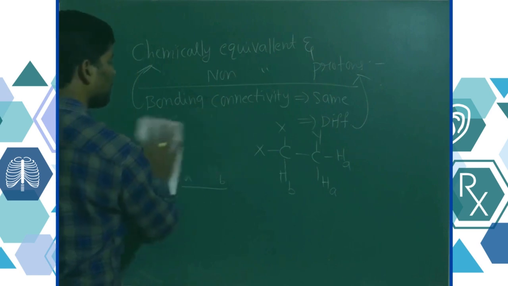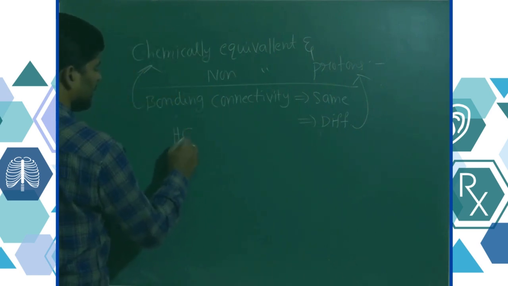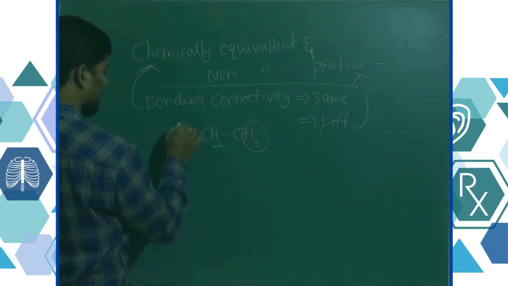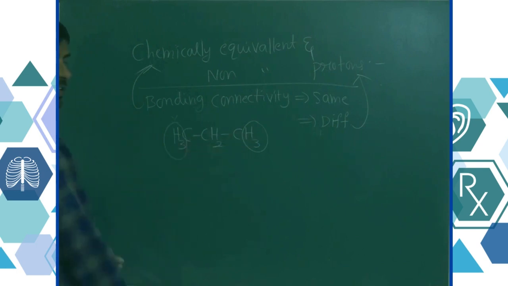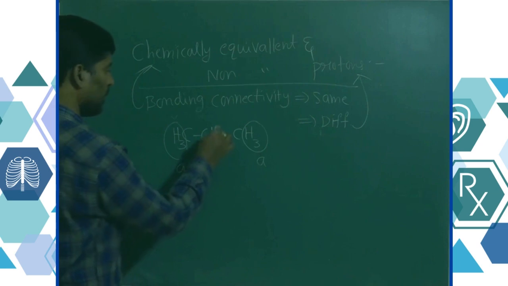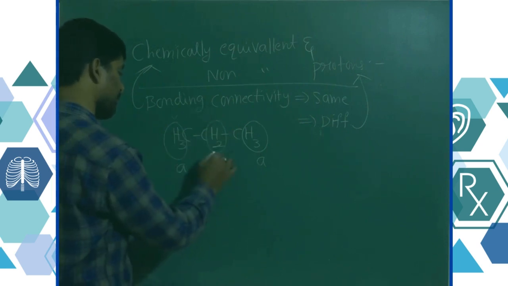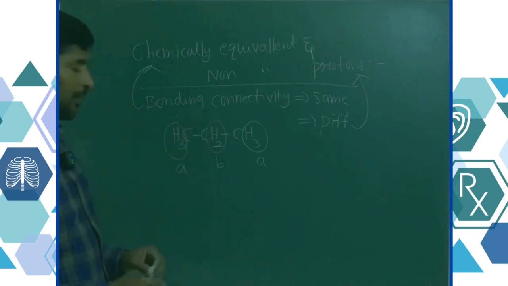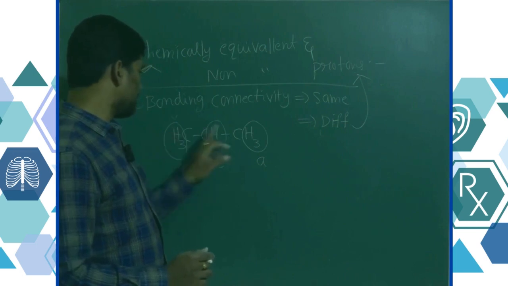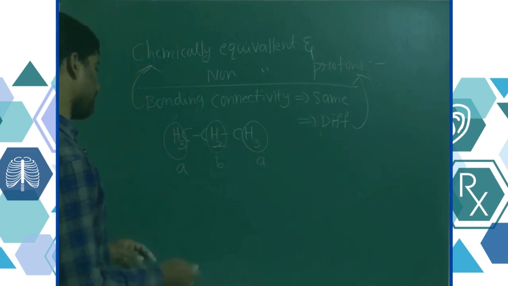Okay. For example, if you take propane, CH3, CH2, CH3. The bonding connectivity of these three hydrogen atoms is the same, so these 6 protons come under A type, for example. The bonding connectivity of these two protons is different, so those two come under B type. So how many types of protons do we have? Two types. These 6 protons come under one type, and these 2 protons come under another type.